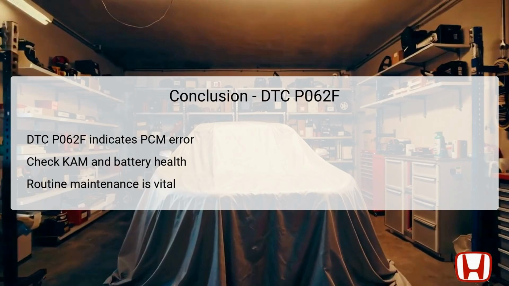Additionally, the importance of preventive maintenance cannot be overstated. Regular checks and battery health monitoring can prevent the recurrence of such DTCs. Ultimately, understanding the functionality and significance of the components involved allows for effective maintenance and swift repairs, ensuring the Honda Accord remains reliable on the road.